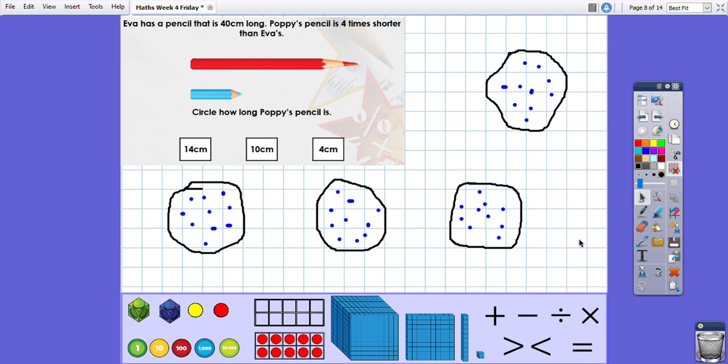Now, how many groups do I need to count? It's just 1 group. So I'm going to choose this group here, and I'm going to count how many dots are in my group. So I've got 1, 2, 3, 4, 5, 6, 7, 8, 9, 10. And 10 is an option. So I'm going to circle Poppy's pencil. It's 10 centimetres long.